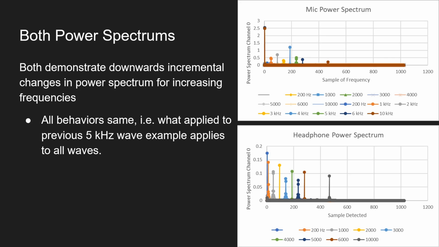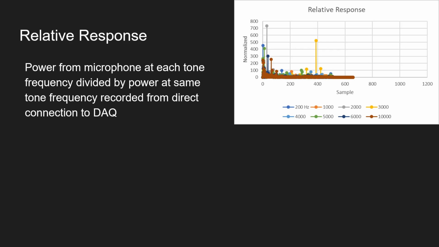And we also see that for the same given hertz, there's going to be less power density for the headphone. Relative response: by dividing each tone of the frequency by the power at the same tone frequency required from a direct connection, we could see that our graph seems to be an exponential decay. So this kind of tells us that our relative response will drop off at higher hertz.